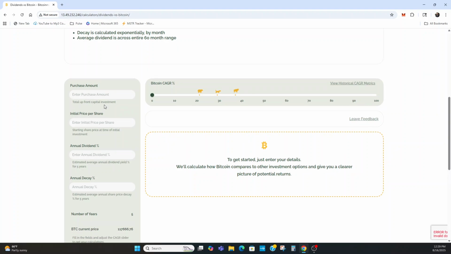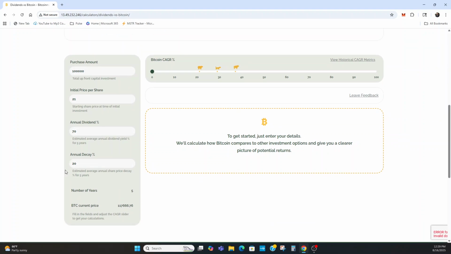So what's the purchased amount? Let's just say we have $100,000 and we want to buy MSTY at $21 per share. Now, the fun part, the dividend percentage and the decay percentage. What is the annual dividend percentage? For MSTY, let's say we think over the course of this 5-year term, it's going to be 70%. And let's say we think the annual decay is going to be 20%. Now, these numbers can change. Again, this is just hypothetical, but you can plug in whatever numbers make sense.